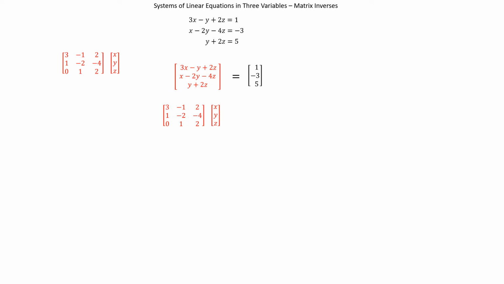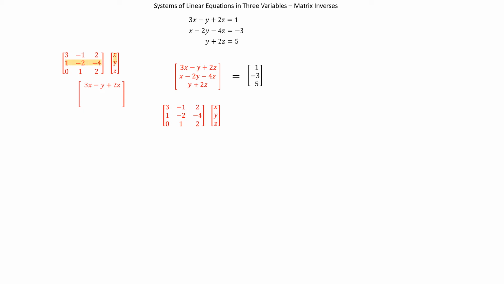So looking in the upper left corner, let's remind ourselves, how do we multiply matrices? We multiply by doing what's called a dot product of one row and one column. Remember, a dot product means that we multiply these, multiply these, multiply these, and add the results. But when we do that, we get 3x minus y plus 2z.